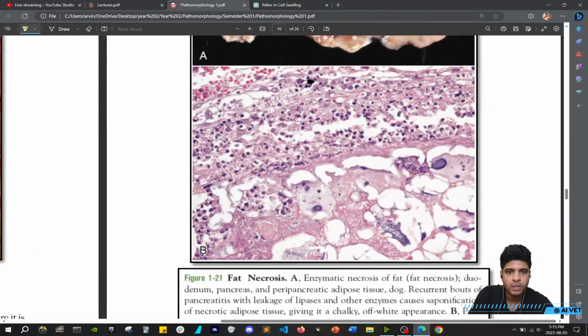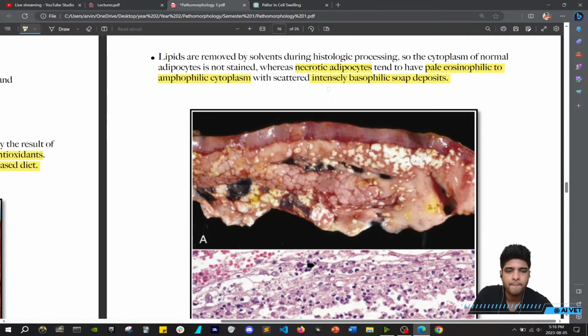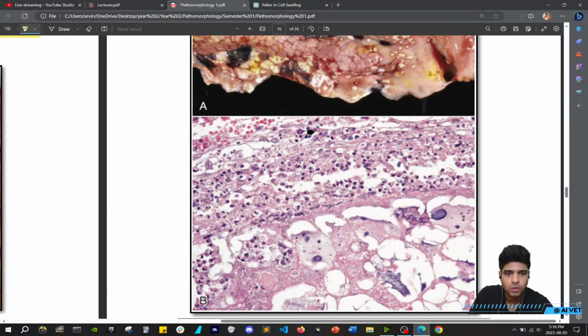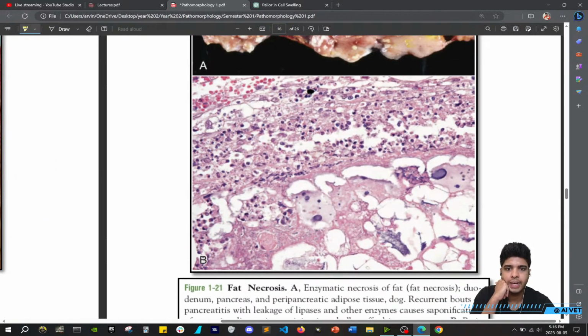Okay, here some macrophages and neutrophils. Okay. Eosinophilic. We read it, pale eosinophilic. Intense basophilic. So a granular appearance you can see here. Okay, these are the granulations that you can see, especially here as well. That looks eosinophilic, and then here basophilic. Okay.